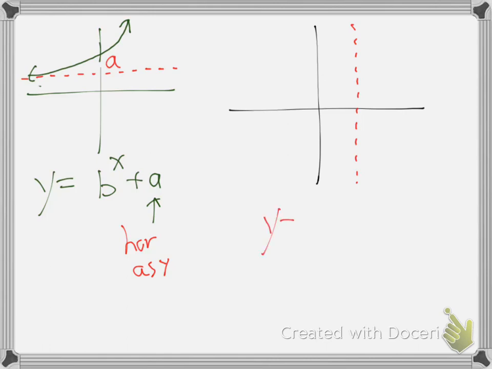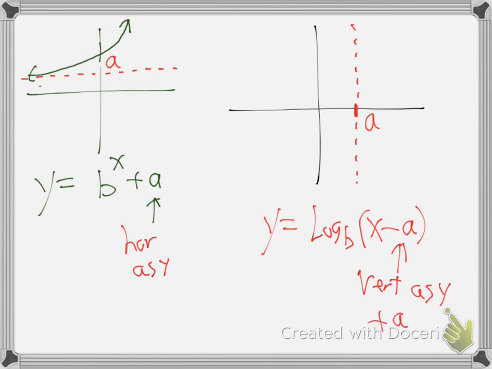Remember what the equation is? Y equals log base b of x. So this is here at A. What's the equation? X. Good job. Remember, it's opposite because anything next to X, we always learn, is always opposite, huh? No surprise. So the vertical asymptote is at positive A. It's the opposite, isn't it?